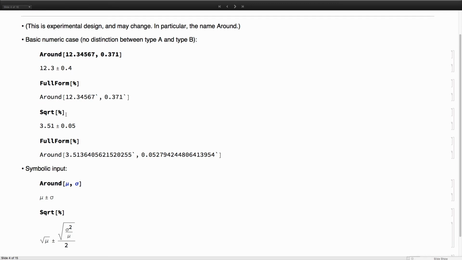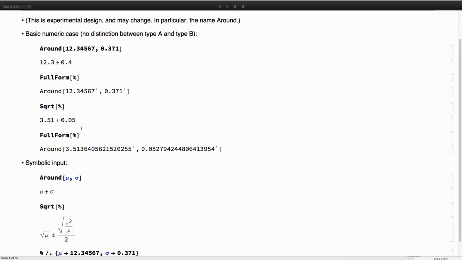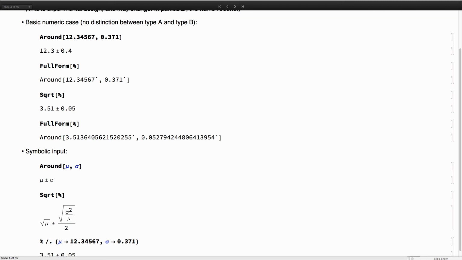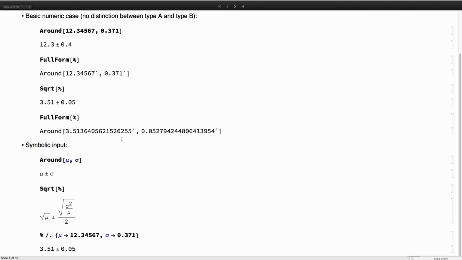So now if we do a square root of that, for example, we will get the square root of that, and there will be the standard propagation or combination of error. And still we have all the digits inside. We can do this with symbolic input. So, well, perhaps I should evaluate some of this. I think this is in the prototype kernel so far, right?